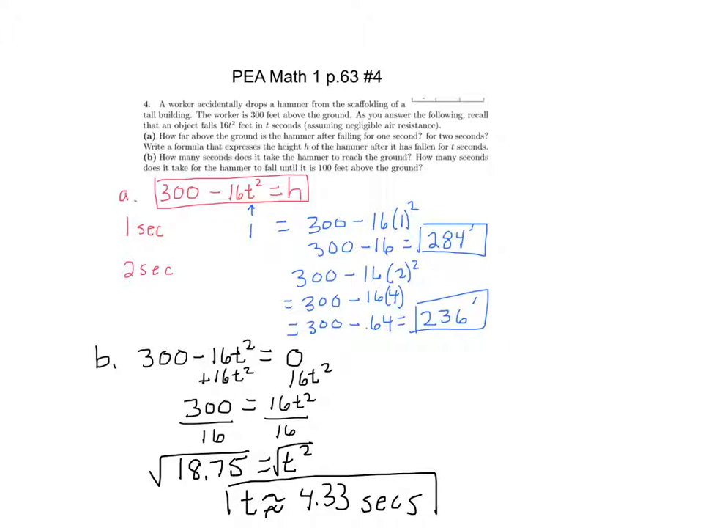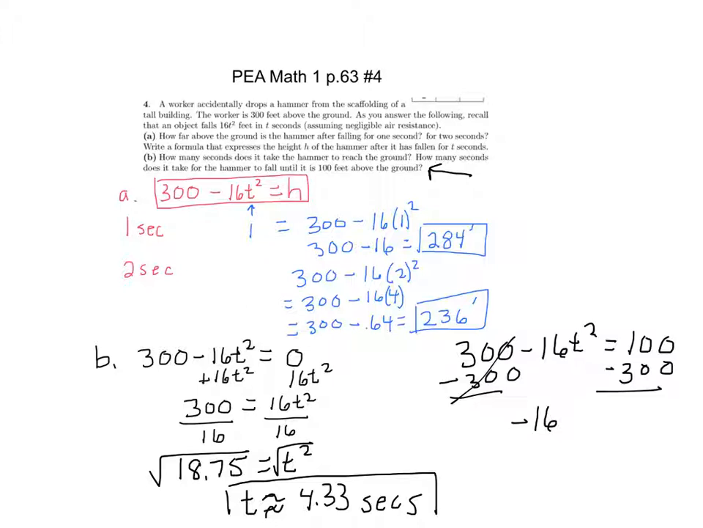And we could do the same thing for how many seconds does it take for the hammer to fall until it is 100 feet above the ground. Same equation, except instead of a height of 0, we want to see when the hammer's a height of 100. And we could do pretty much the same thing. I'll actually subtract the 300 first, just to show we can do that. So we end up with negative 16t squared equals negative 200.